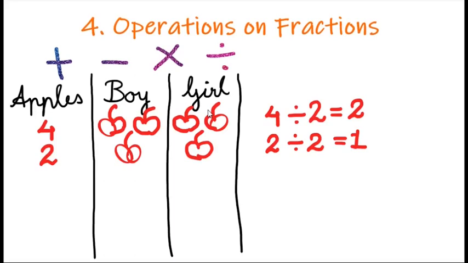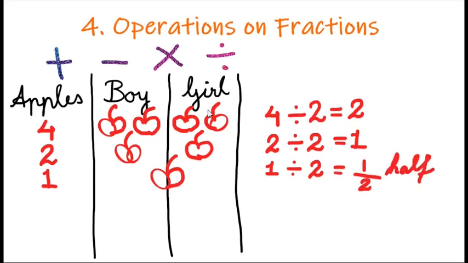Now suppose we are having only 1 apple. Can you divide it among these 2 children? Yes, you can divide. How will you divide? See, suppose I am taking the apple like this. Then each child will get half portion. This boy will get this half and this girl will get this half. Yes or no? So, see, 1 apple we divided among 2 children means each child will get half. See, 1 apple upon 2. That means each one of them will get half apple.